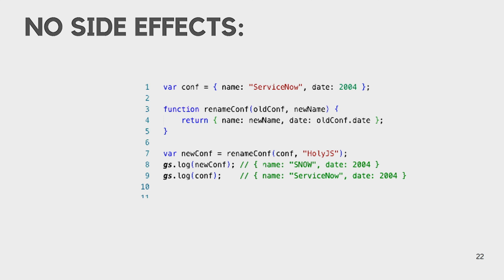The only useful thing this function is doing is returning a value, which I can then capture as a new conf and I can verify. Yep, okay, new conf is what I expected. It's got a new name, but my original conf is still the same. This is an example of a function without side effects. This will help you a lot in writing neat code.